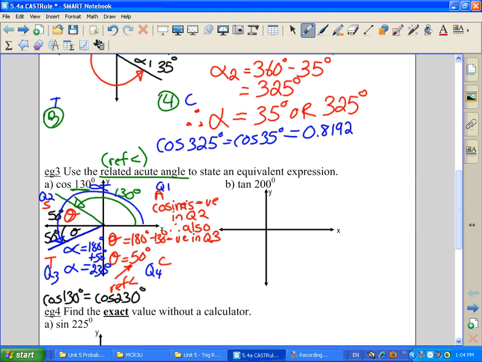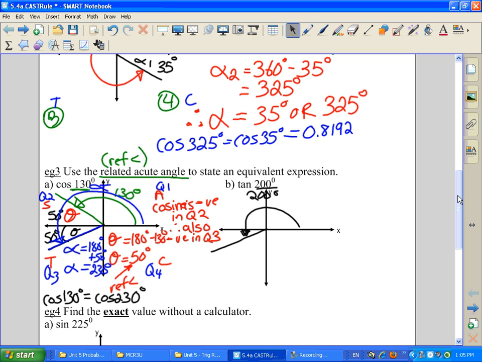All right, let's try example B here, and I'll try to make a little bit more room. I know that one's a little scattered. Start off with the angle, ladies and gentlemen. 200 gets us into quadrant 3. So again, this is our angle, which is 200 degrees. I'm just going to write it up higher. So it's 200 degrees, that angle.